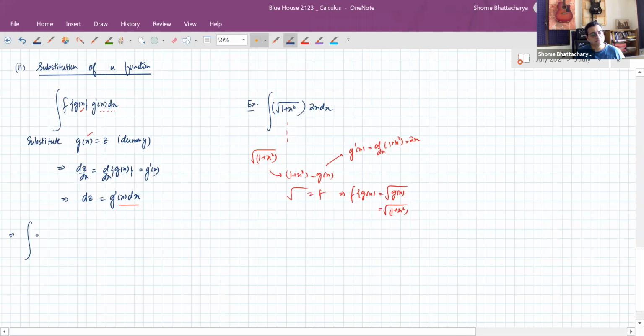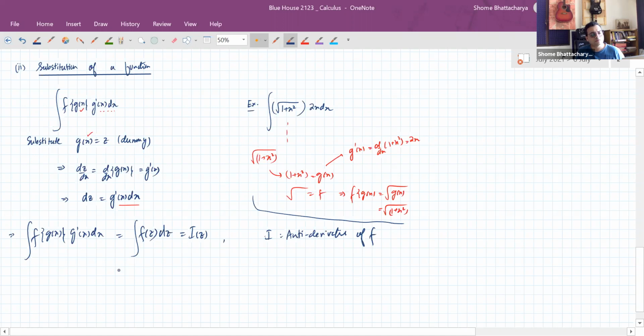So integration f of gx into derivative of g into dx. So f of gx becomes f of z, and g prime x into dx just becomes dz. So this is I of z, where let's say I is the antiderivative of f. So that becomes I of, now z will have to be replaced with gx. Plus c is part of the I, so I don't need to write it. So this is how it works.